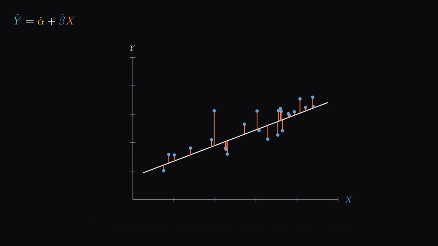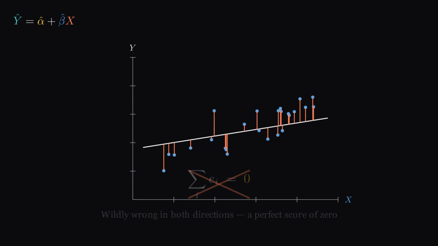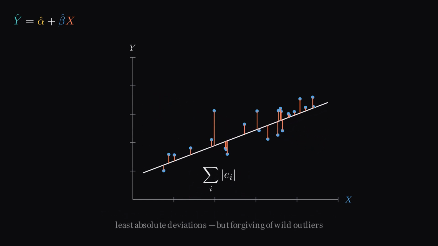So how do we combine all those residuals into one number? The obvious idea is just add them up. But that fails immediately. Look, some points are above the line, some below. This means positive misses and negative misses. Add them together and they cancel out. A terrible line, wildly wrong in both directions, could score a perfect 0. It makes the raw sum useless. So we have to get rid of the signs. One way is to take the absolute value of each residual. Just treat every miss as a positive distance. That actually works, and it even has a name. Least absolute deviations. But it's more forgiving of wild outliers.